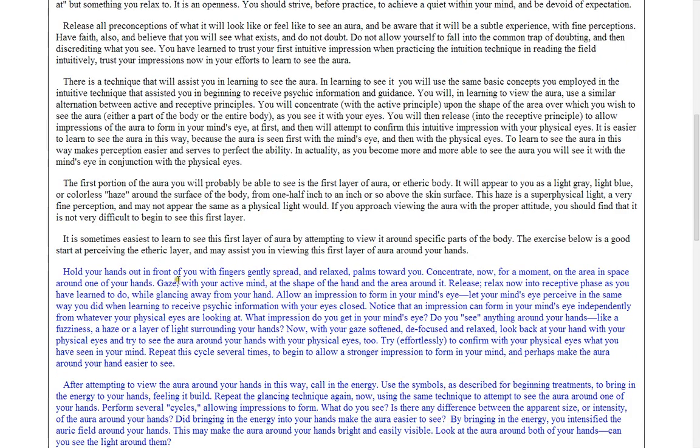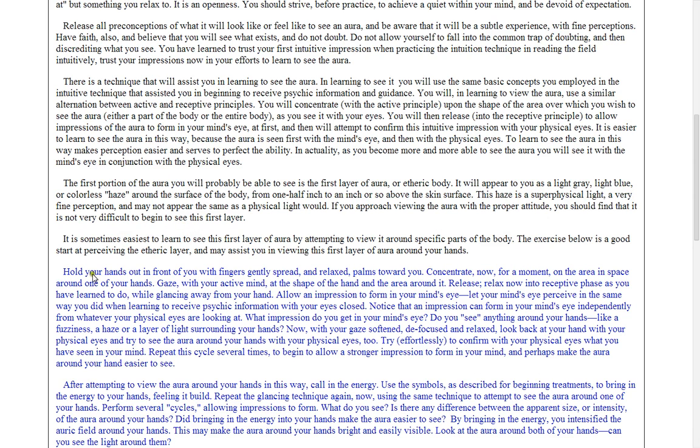The first portion of the aura you will probably be able to see is the first layer of aura, or etheric body. It will appear to you as a light gray, light blue, or colorless haze around the surface of the body, from half an inch to an inch or so above the skin surface. This haze is a superphysical light, a very fine perception, and may not appear the same as a physical light would. If you approach viewing the aura with the proper, receptive attitude, you should find that it is not very difficult to begin to see this first layer.